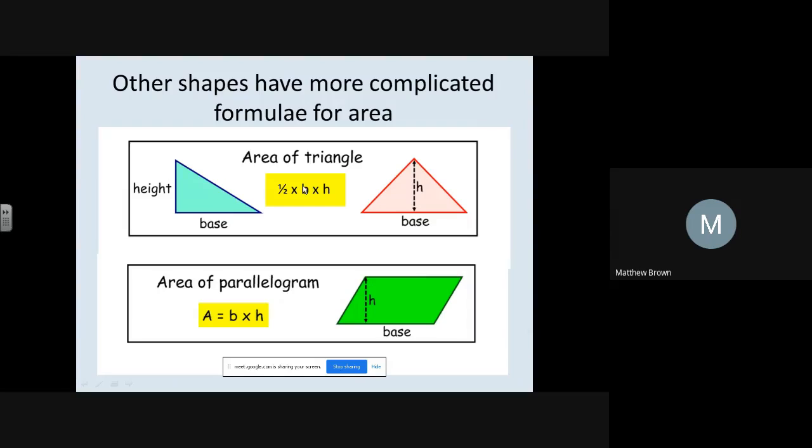There are some more complicated formulas for area. A triangle can always be drawn as half of a rectangle. So for a triangle, you multiply the base and the height together, but then you halve it. It makes no difference if it's not a right angle triangle. You could imagine redrawing it as a right angle triangle, so it's still base times height and halve it. A parallelogram is the same as a rectangle, just multiply the 2 measurements together, so base times height.